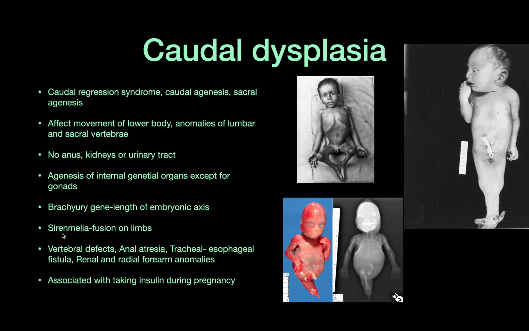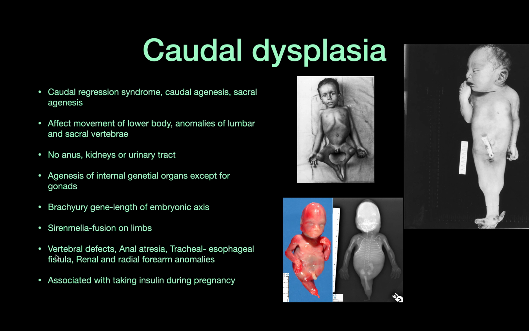Another abnormality or defect is called sirenomelia, which is the fusion of the limbs. As you can see here, remember siren, mermaid, but this one's less of a fusion and more like only one limb has developed, but here you can see the fusion because there are the two knees and then there's the feet.